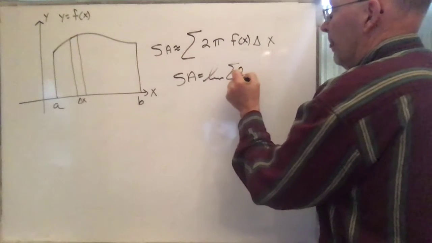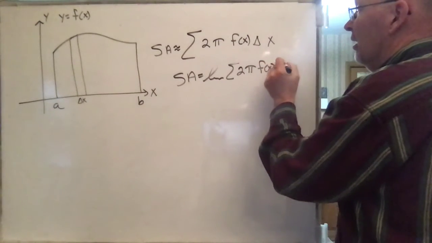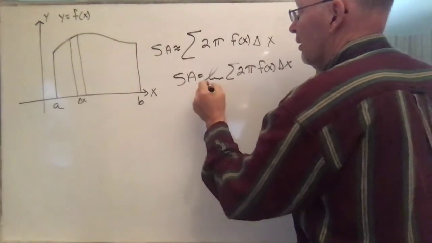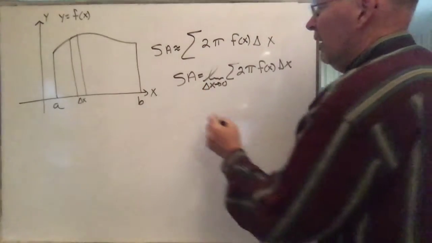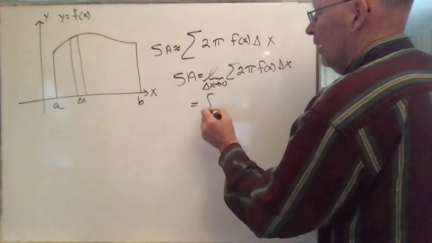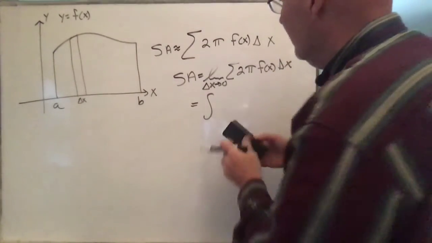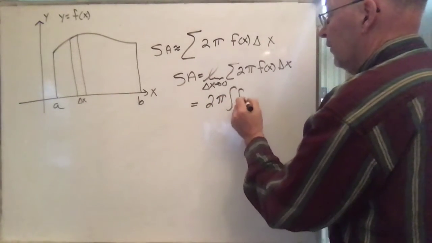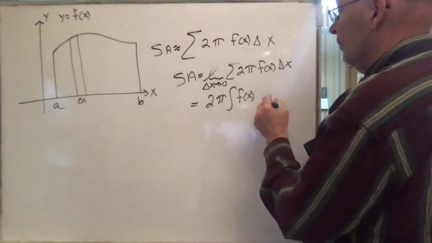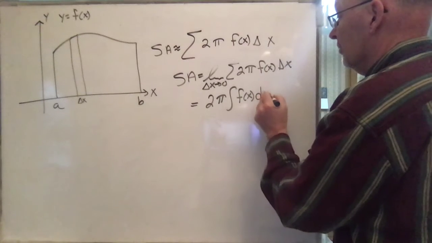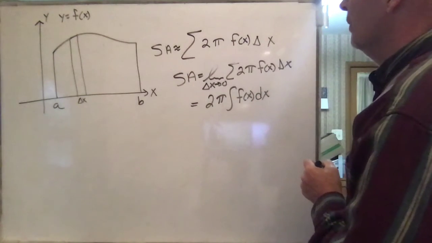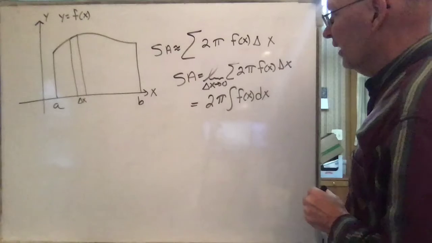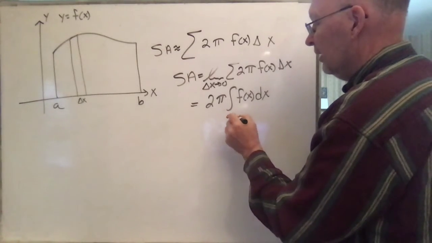And then if you want the exact value for the surface area, you take the limit of this as delta x gets smaller and smaller, goes to 0, and you would end up with the integral of, and you can bring the 2 pi out front since that's the constant, of f of x times dx. 2 pi times f of x times dx. There it is, from A to B.